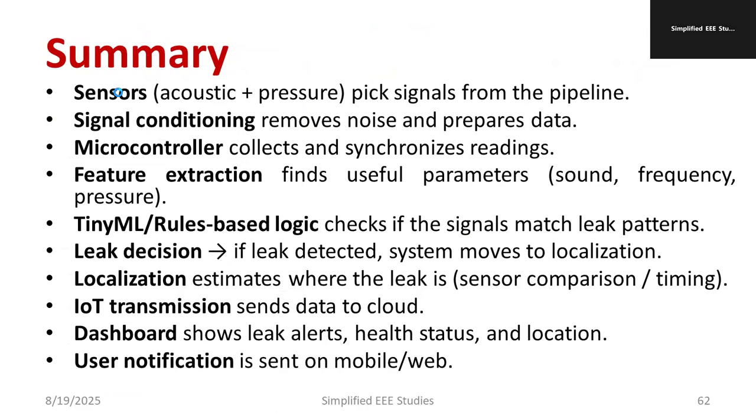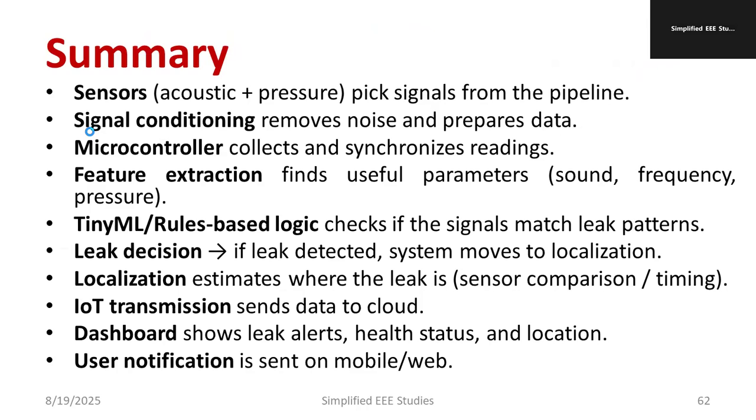So we need sensors, acoustic and pressure sensors, to pick the signal from the pipeline. We need signal conditioning devices to remove the noise and prepare the data. The microcontroller collects and synchronizes the readings. Feature extraction finds the useful parameters, especially sound, frequency, pressure, etc. TinyML or rule-based logic checks whether the signal matches the leak pattern or not, giving a decision like small leak, big leak, no leak, etc. Leak decision: if a leak is detected, the system moves to localization. Localization estimates where the leak happened.